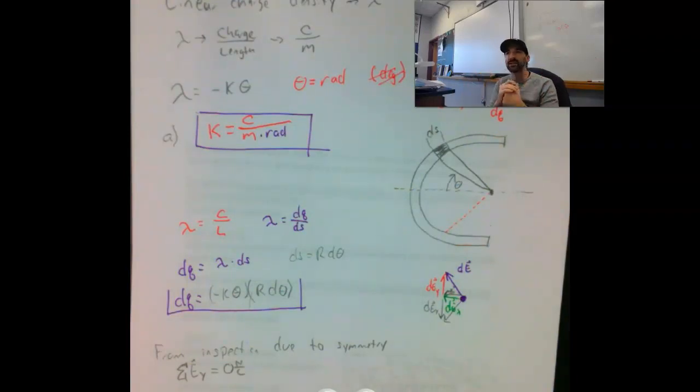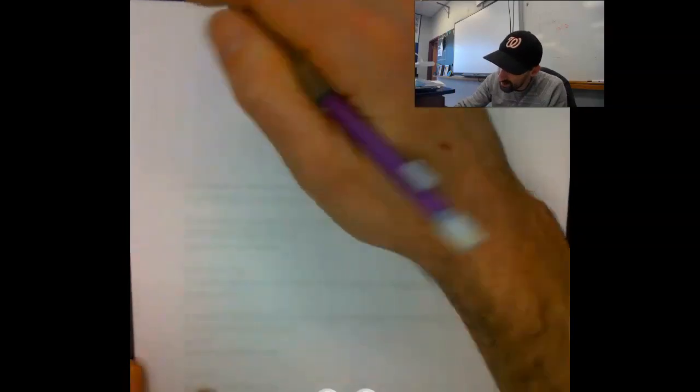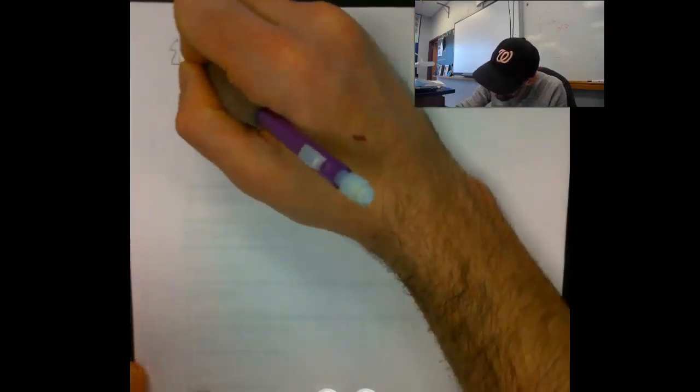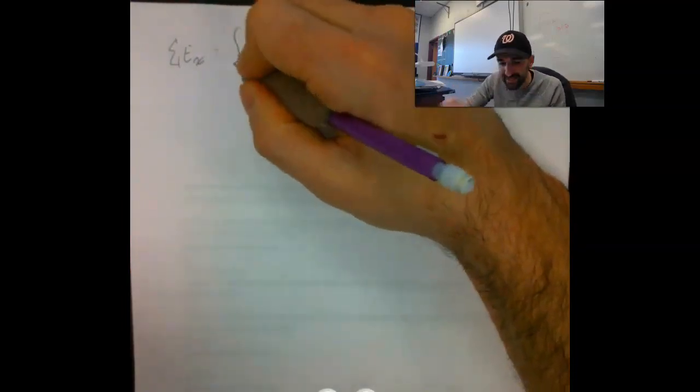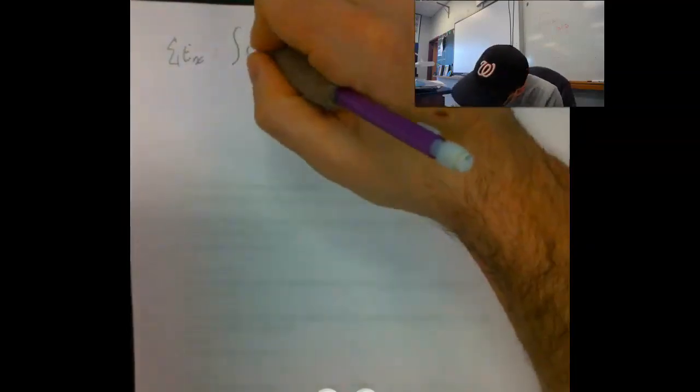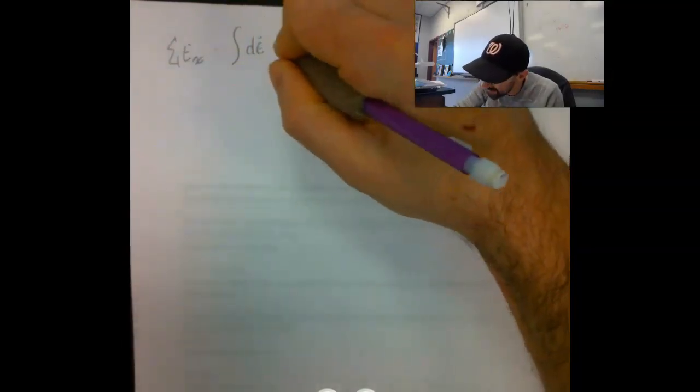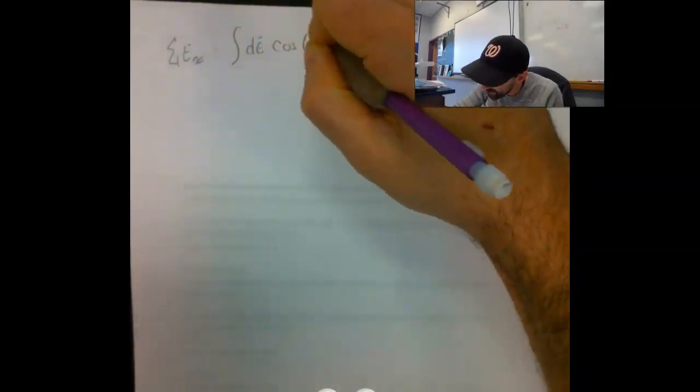We're using a bunch of stuff that we know to just make this problem easier and easier and easier. So just go to a clean sheet of paper. I know the electric field in the x direction. I'm first going to talk about just this portion on the top half. The electric field in the x direction, I'm going to sum up all those things, is going to be equal to the antiderivative of a very small electric field times the cosine of theta.